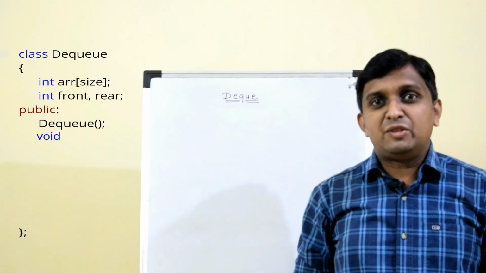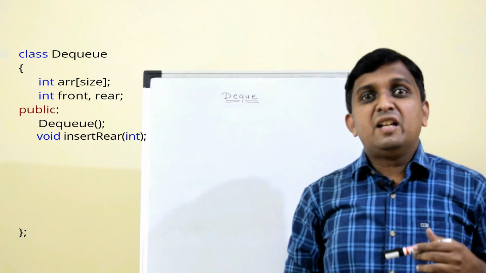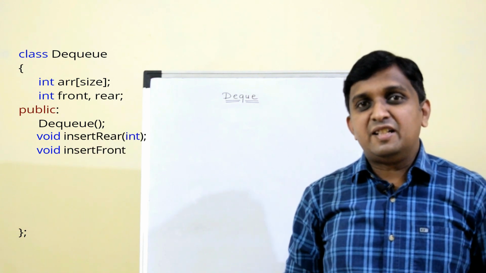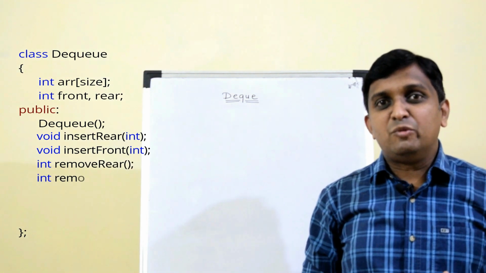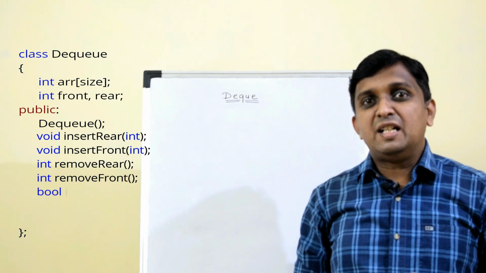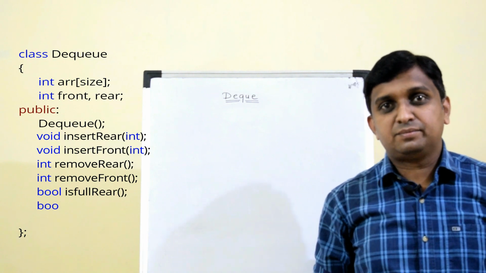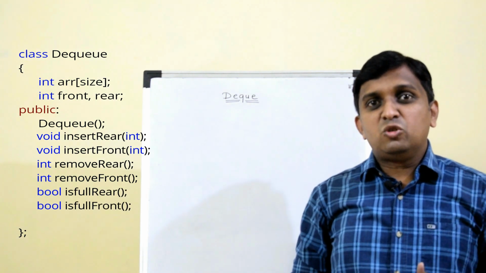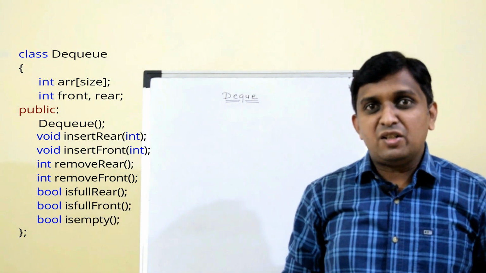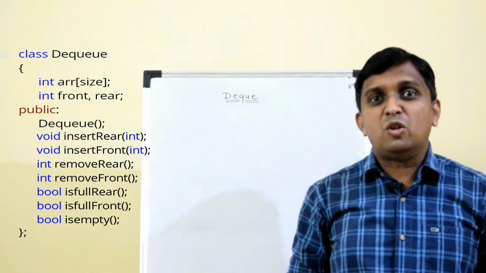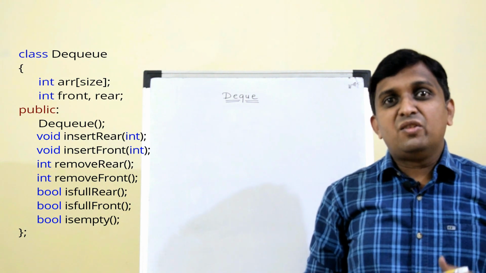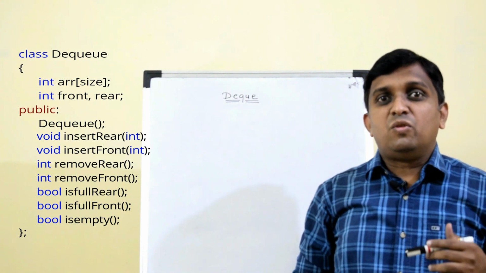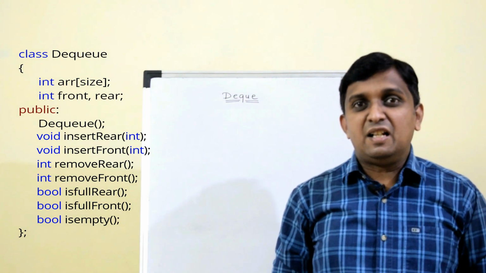Insert rear will be there, which will insert the element from rear end. Insert front will be there, which will insert the element from front end. And similarly there will be remove rear and remove front for removal of the element from respective end. For full condition also I need to check 2 functions. One function will check whether the queue is full from rear end. Other function will check whether the queue is full from the front end. For empty condition I have taken the single function.